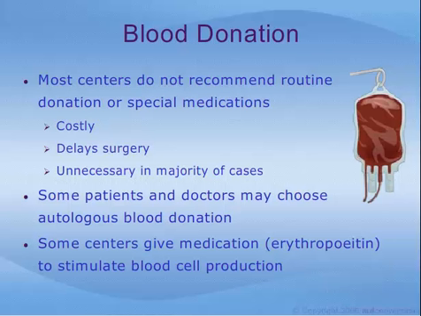Presently, most centers do not recommend this approach as a routine because it is costly, may delay surgery, and most importantly, in the vast majority of cases, it is simply unnecessary. Most surgeons prefer that you simply arrive to the operating room with a full tank. Furthermore, there is a slight risk of a clerical error with autologous transfusion. Having said this, in some situations and in certain centers, some patients and doctors may choose autologous blood donation. In other centers, a medication called erythropoietin may be given preoperatively to stimulate blood cell production, but this is very expensive and only given to patients who are starting with quite a low blood count to begin with.